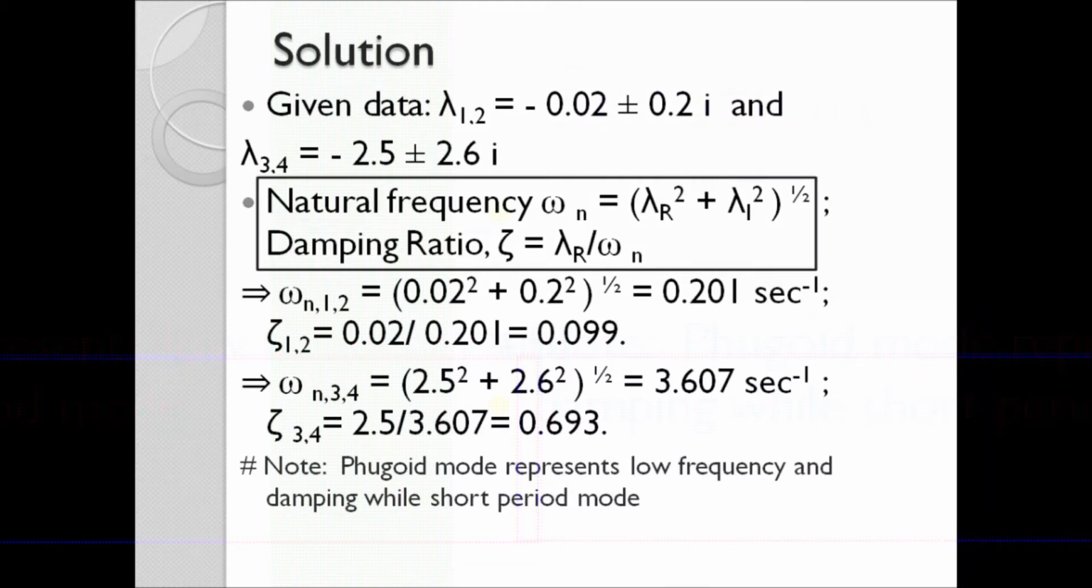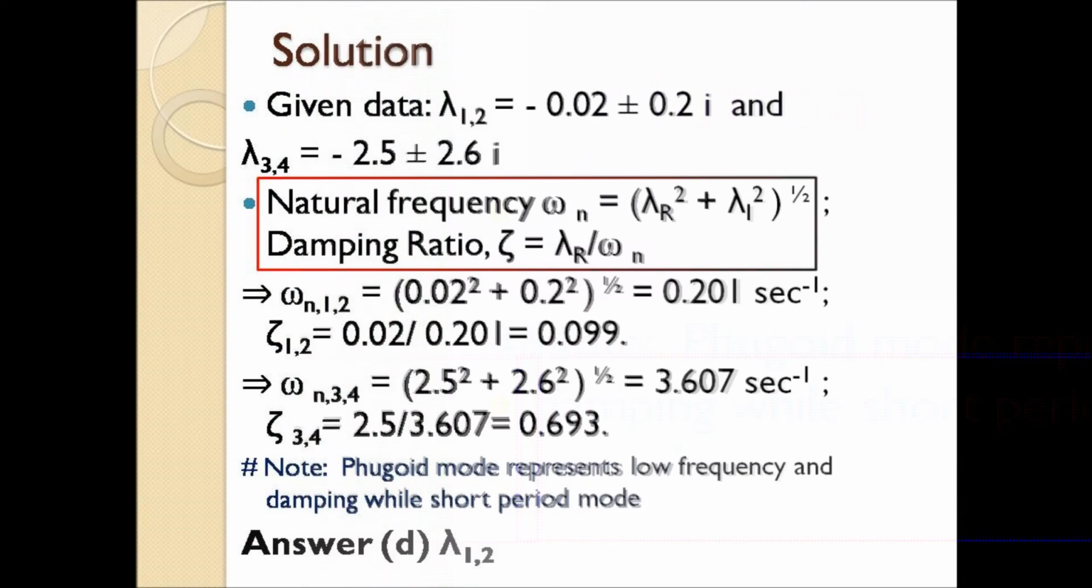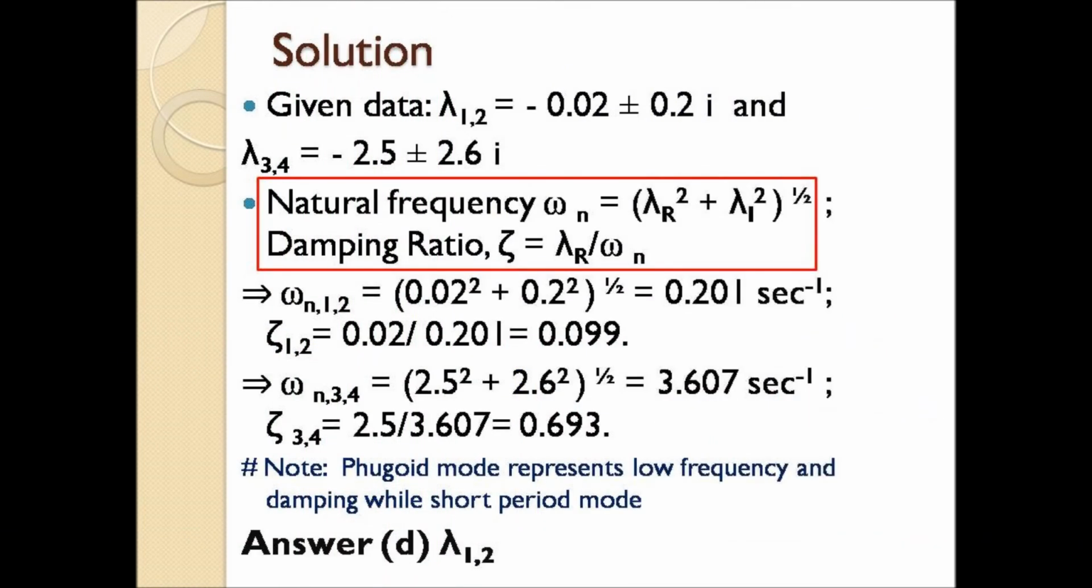So obviously lambda 1 and 2 will give the low frequency. So here they have asked about Phugoid motion, so obviously the answer is D. Next question, with the same kind of question.